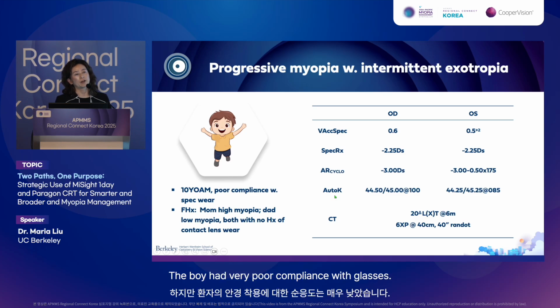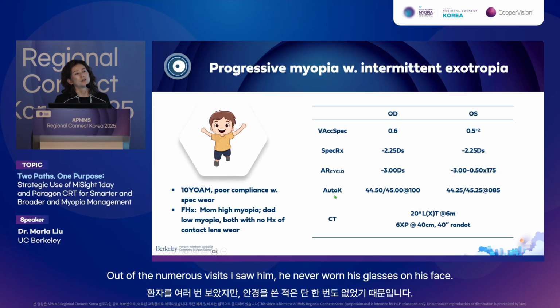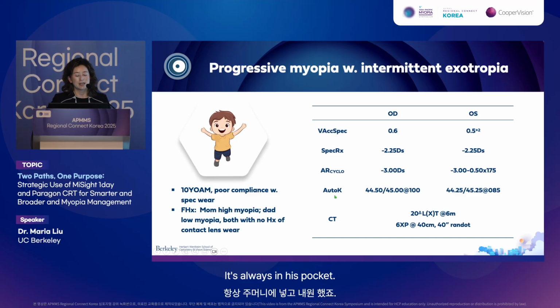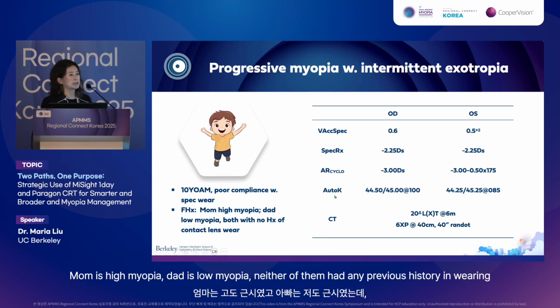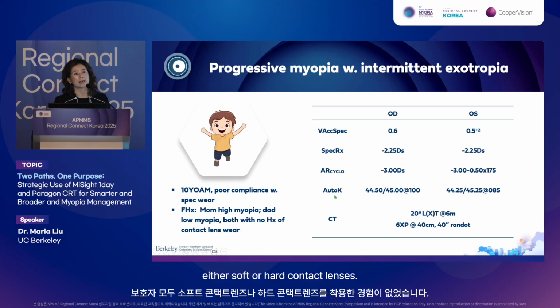The boy had very poor compliance with glasses. Out of the numerous visits I saw him, he never wore his glasses on his face. It's always in his pocket. Mom is high myopia, dad is low myopia. Neither of them had any previous history in wearing either soft or hard contact lenses.